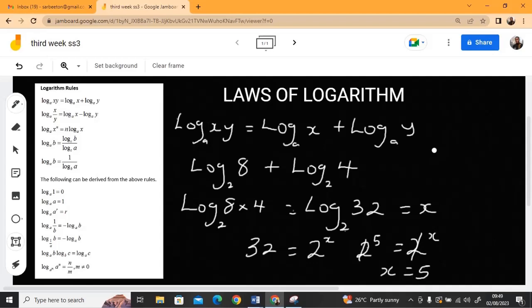It means log base 2 of 32 will give me, my answer, which is 5. It means the answer for this one is equal to 5. So that is that under the first rule. Now let's move on to the second rule.